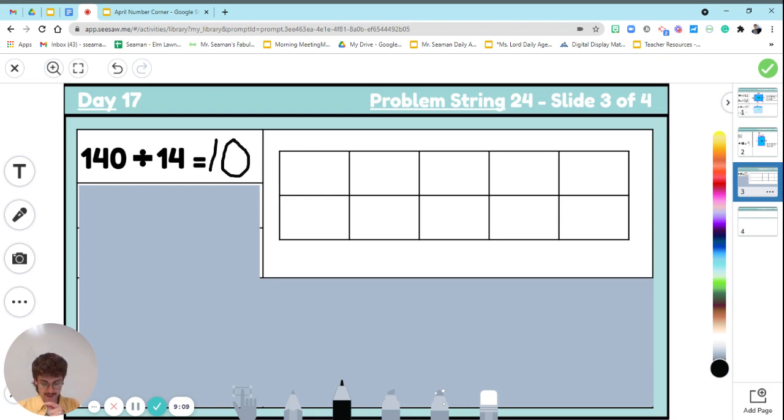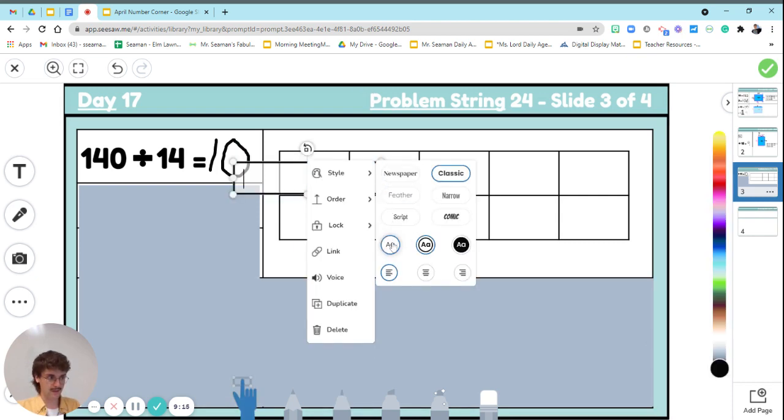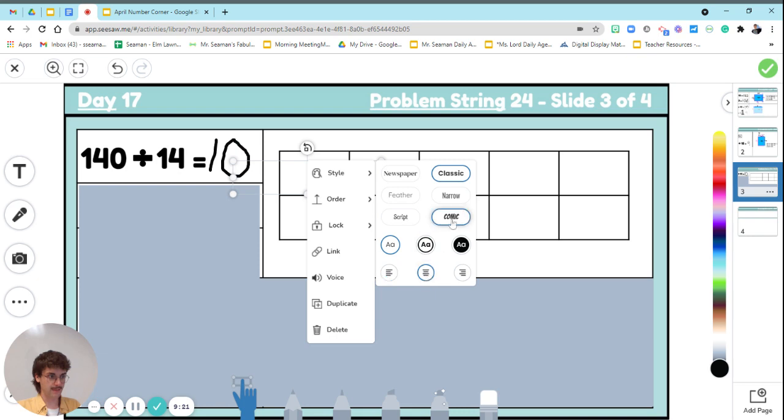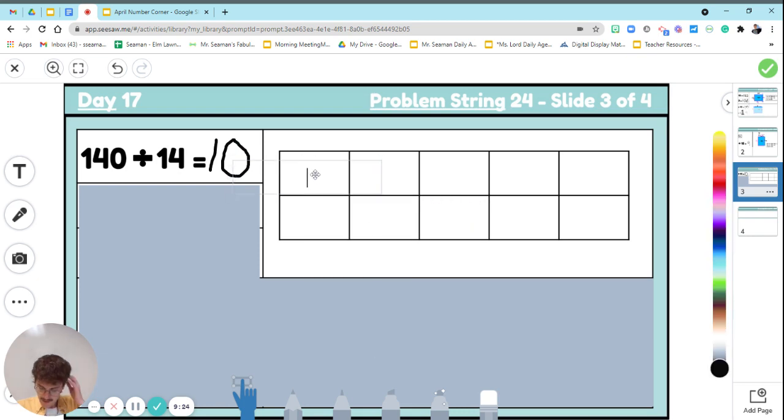So if we keep going here, one thing that I'm going to do is change the style really quick. Sorry, give me one second, everybody. Okay, so I'm going to write down 140 on the top here, and I'm going to put 10 on the bottom. The reason why I'm going to do that, you'll find out in just a second.